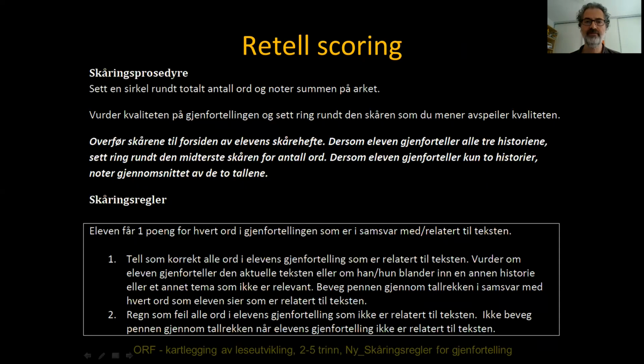And there are different procedures for these things, and there are different ways to ensure or at least maximize the reliability by checking if different scorers would give the same score to the same retellings. This is obviously a quite involved process.